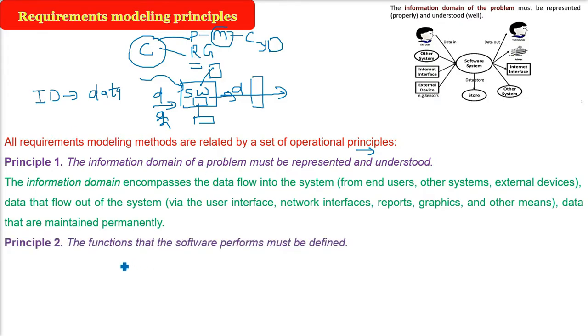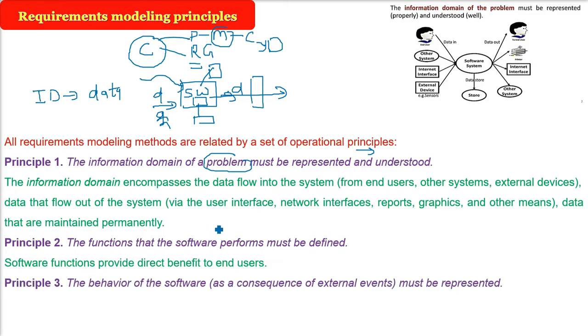Next, the functions that the software performs must be defined. The software function is all about helping or solving the user's problem. So what are the functions the software needs to perform? We need to define it in the requirements modeling. You are actually solving the problem of the user, making it easier for him to work.